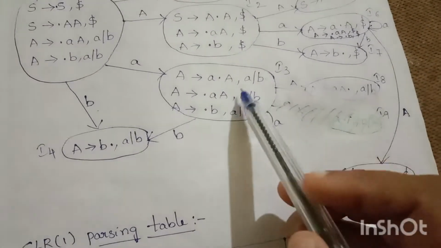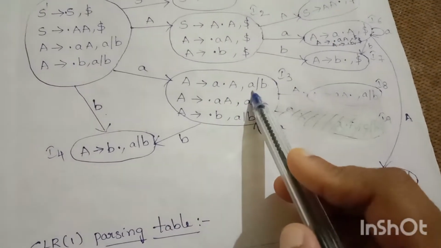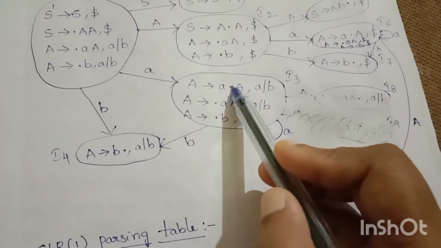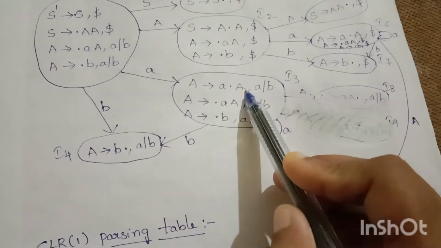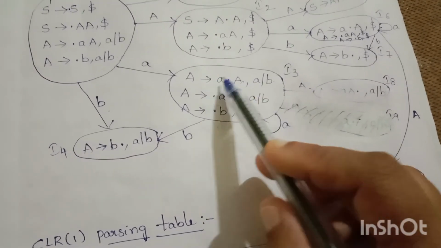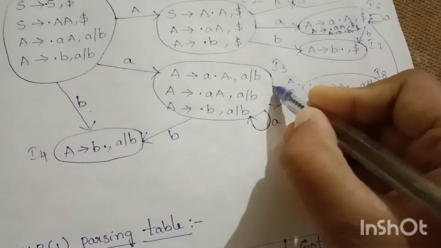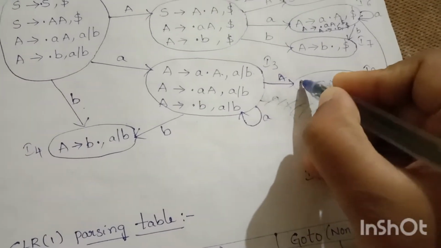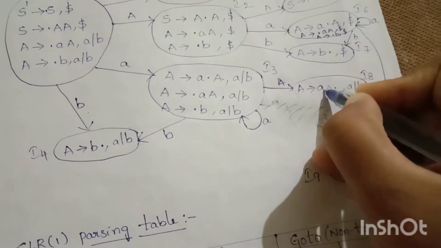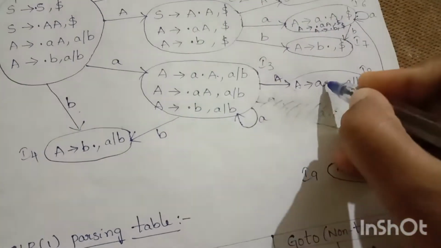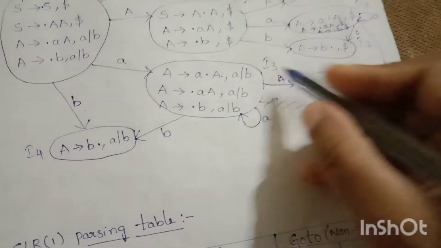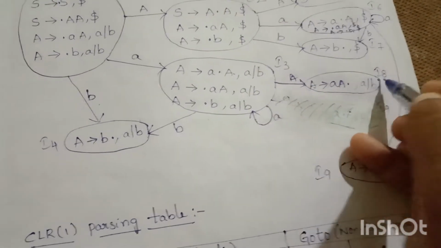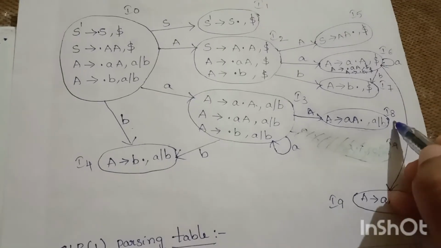And next, coming to I3. In I3 we have A tends to a dot A. This dot should be shifted here. So I3 on state capital A becomes A tends to a A dot, and the look ahead symbol a by b you need to write here. Okay, so this I am naming as state I8.